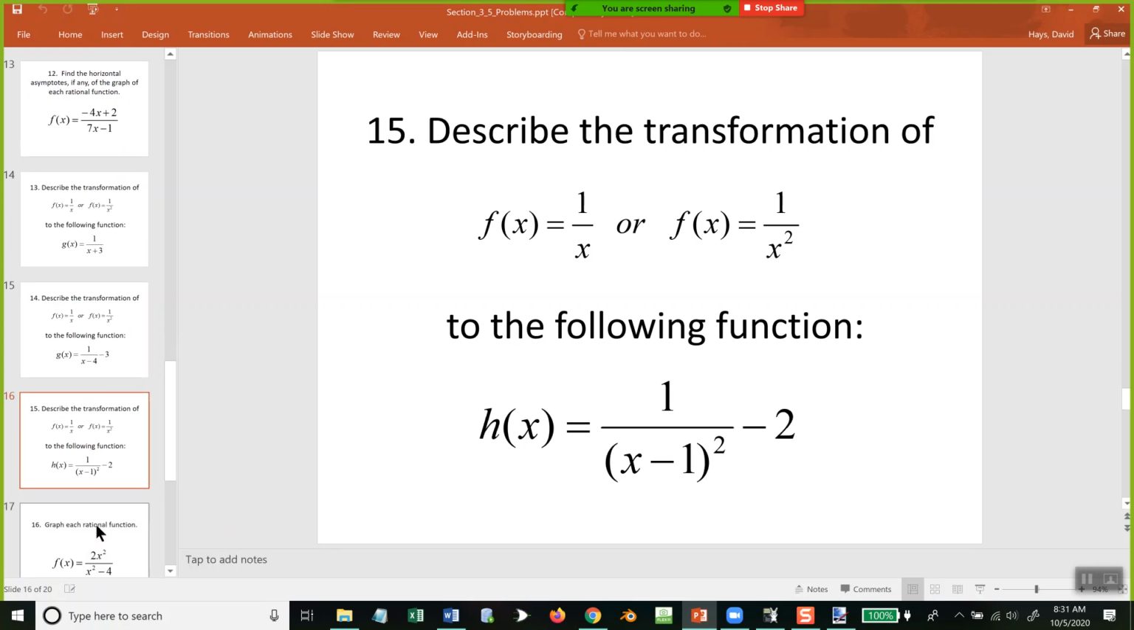And one more. Now here we got a minus 2 at the end. That's going to move it down 2. Here we got a minus 1 or a negative 1 inside with the x. That makes us think left 1, so it's really going to be right 1. So down 2, right 1.